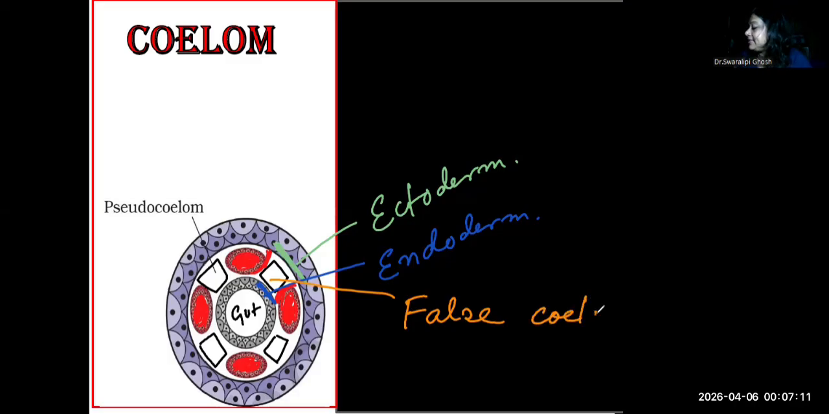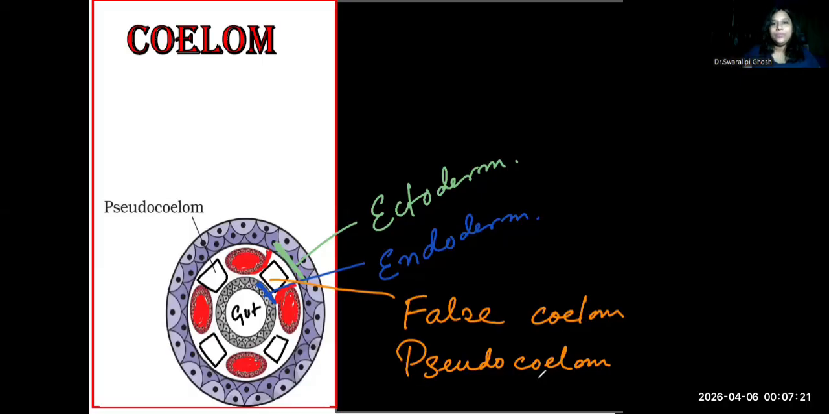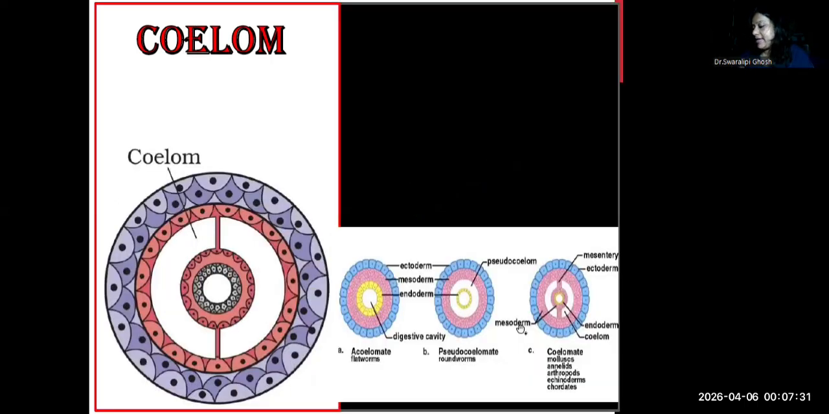So anything which is false, what we call it? We call it as pseudo, right? So hence this will be called as the pseudo coelom. Correct? Done? So this is the pseudocoelom. So I hope it is clear to you, students. Now we will come to the next slide.